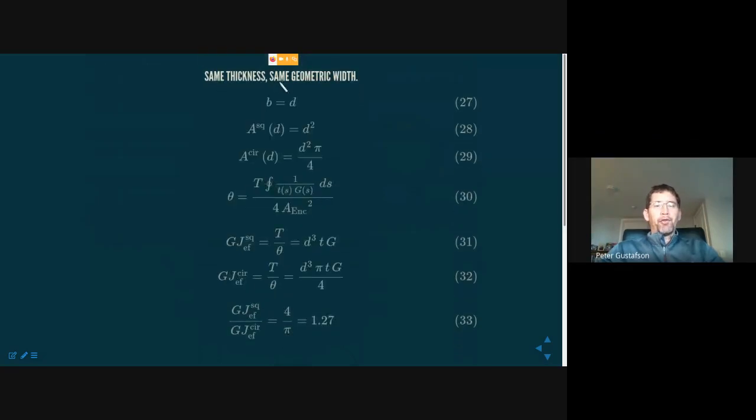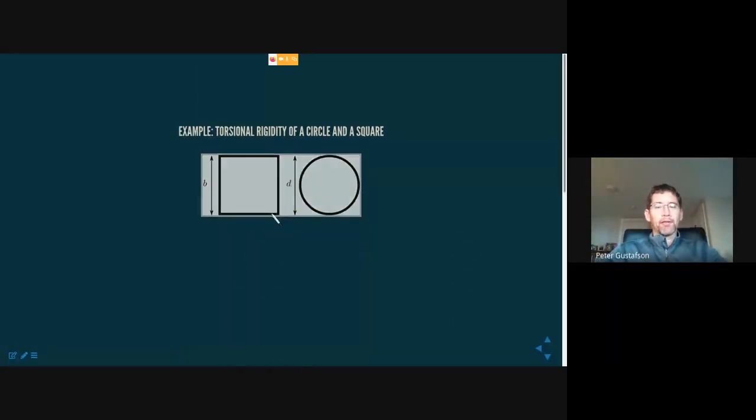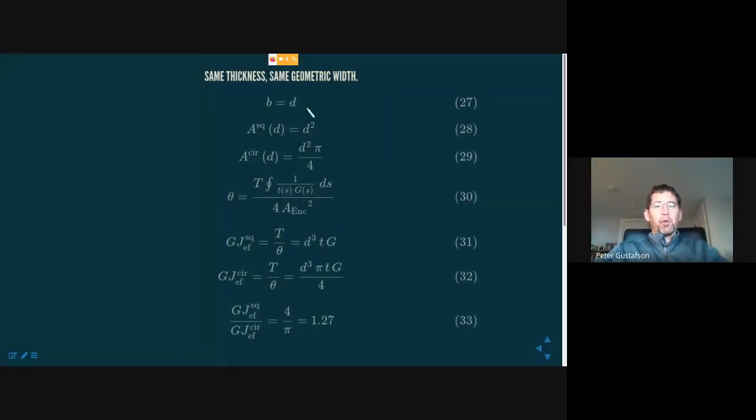So if they're the same thickness and they're the same geometric width, you can think of this as, all right, I've got an aircraft wing and I have a height that I can squeeze in a structural reinforcement, like a spar, and I'm going to try and choose between a circle and a square. I want to make this thing as stiff as possible. I've got a certain amount of area, I want to make it stiff. So if B is equal to D, this means that they're the same geometric width.